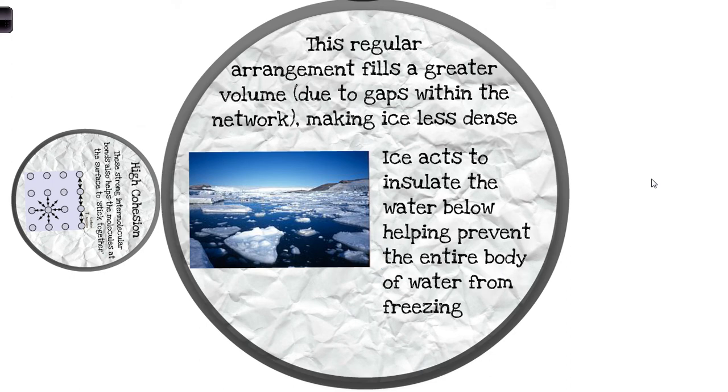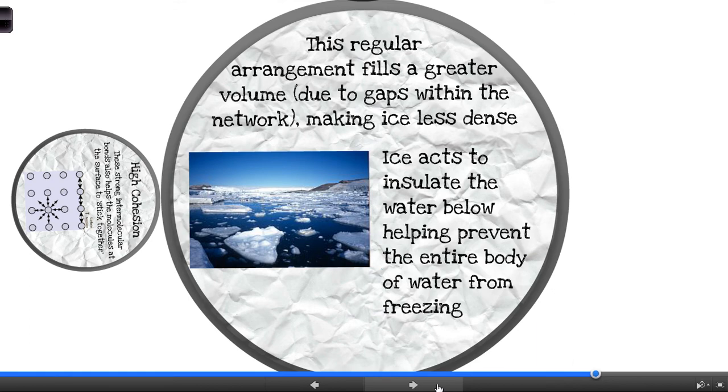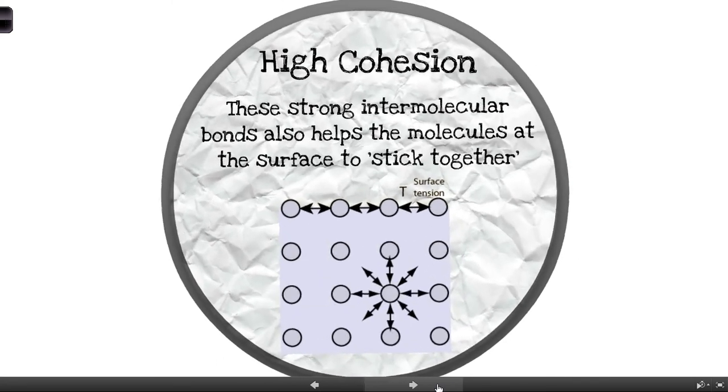Because ice is less dense, it floats, and that acts to insulate the water below. So if we're looking at an ocean or a lake, solid ice on top acts to insulate the water below and helps to prevent the entire body of water from freezing. So that's why often in a lake, it's only the surface that's frozen, because once the surface freezes, it helps to insulate and prevent the water beneath it from freezing as well. And again, that is really important for some living things that rely on liquid water that would otherwise die if they were frozen in ice.